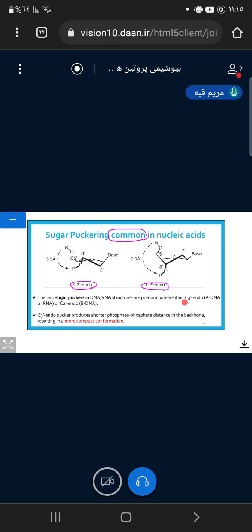خب 3 prime endo در A-DNA هست و RNA. 2 prime endo در B-DNA هست. 3 prime endo در A-DNA و RNA هست، 2 prime endo در B-DNA.